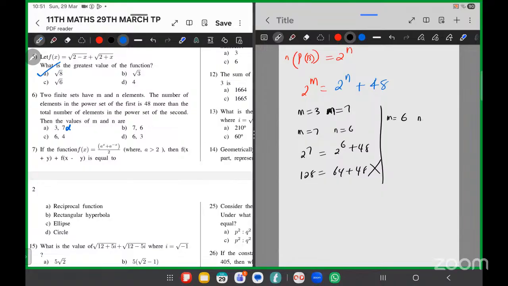M equal to 6 and n equal to 4. So 2 raised to 6 is equal to 2 raised to 4 plus 48. 2 raised to 6 is 64, 2 raised to 4 is 16, plus 48. So this is satisfying. Therefore, the option is C.